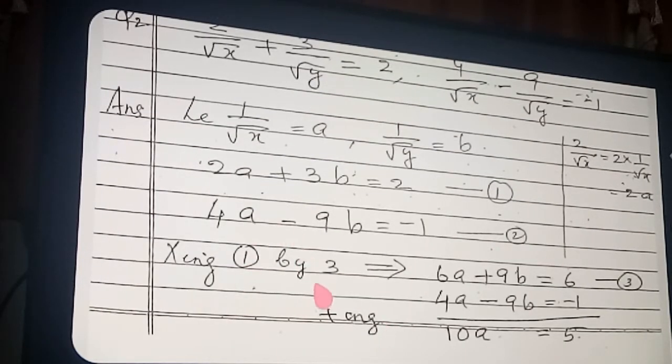What did I do here? Equation number 1 multiplied by 3. Why did I take it in such a way? Because here is plus and here is minus. Always adding is convenient because the sign change problem will not arise. So always, if the possibility of adding is there, try to apply that only. So here this first equation I multiplied by 3. So here multiply by 3, 6a. Here multiply by 3, 9b. Here multiply by 3, 6. So you got the third equation.